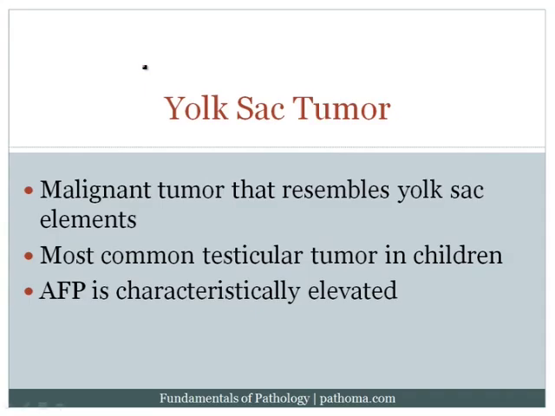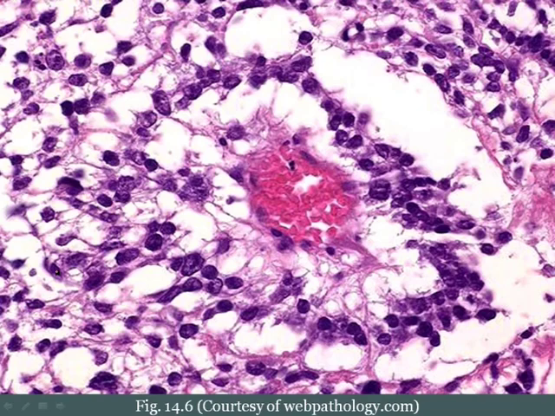Yolk sac tumor is a malignant tumor that resembles the yolk sac. It's the most common testicular tumor in children. That's high yield. So for your purposes, when you have a testicular tumor in a child, for example, a 5-year-old, then you really want to consider yolk sac on the top of your differential. Now, of course, yolk sac tumor has the ability to produce alpha-fetoprotein, and so AFP is characteristically elevated in yolk sac tumors. The characteristic histology of yolk sac tumor is called a Schiller-Duval body. Now, this isn't the most common histology, but it's the classic characteristic histology, and hence it shows up on examinations.